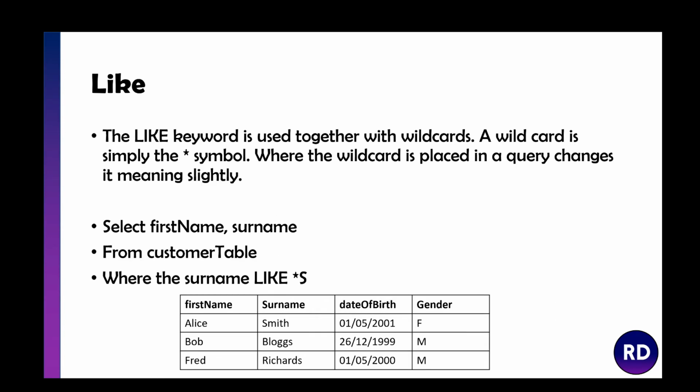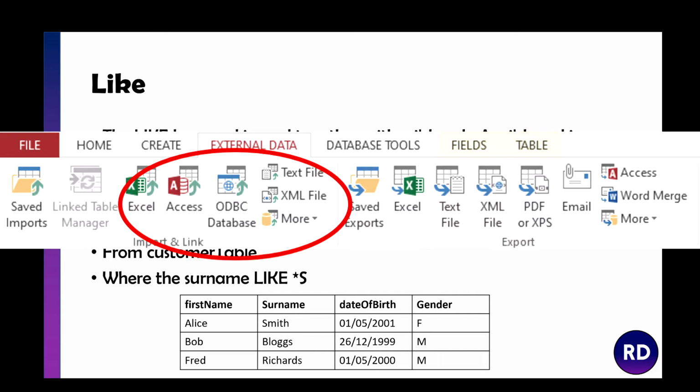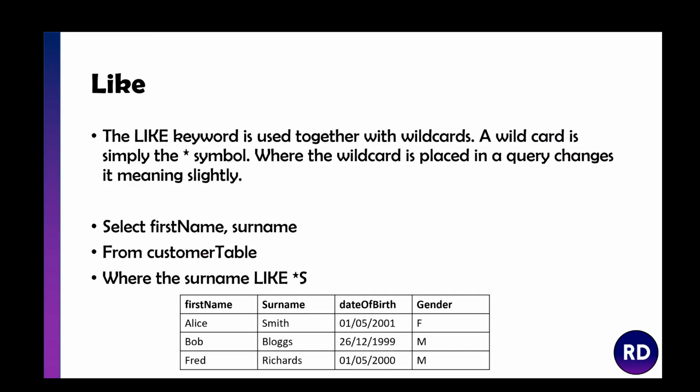You've then got the like keyword. We use it with wildcards. Now a wildcard in a database is the asterisk or the star symbol. Where you place the wildcard in a query changes how the query will react. So again, we're going to search the first name and surname from the customer table where the surname is like asterisk S. What this means is it'll return Bob Bloggs, because it'll accept anything before the S and nothing afterwards.